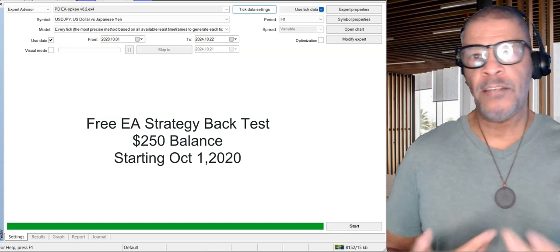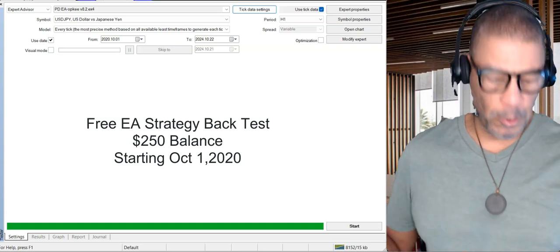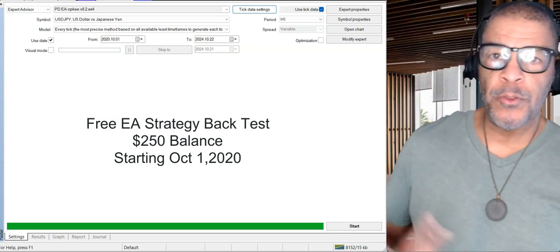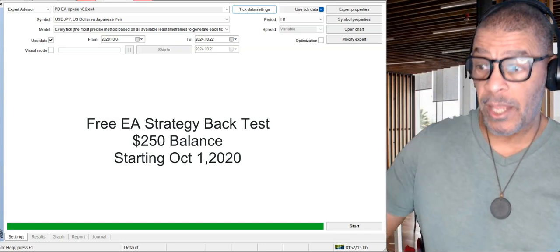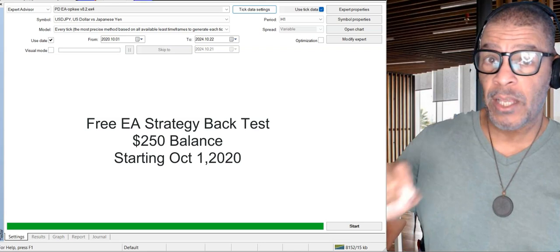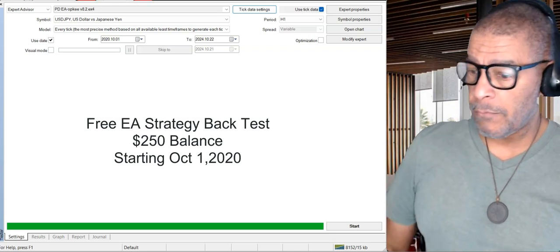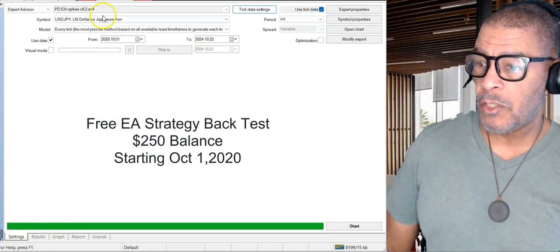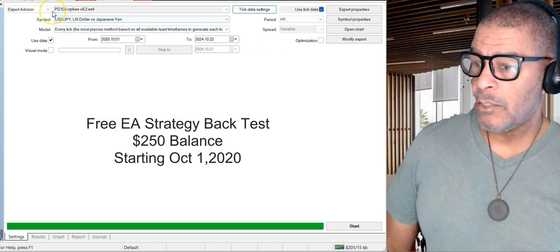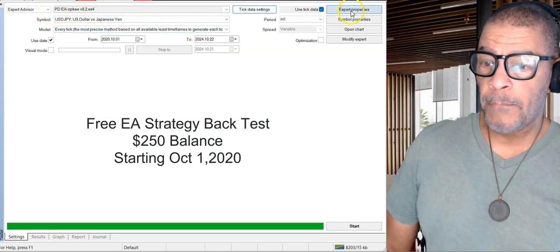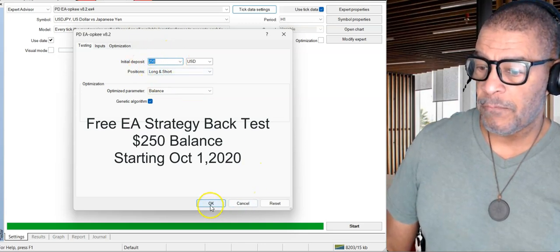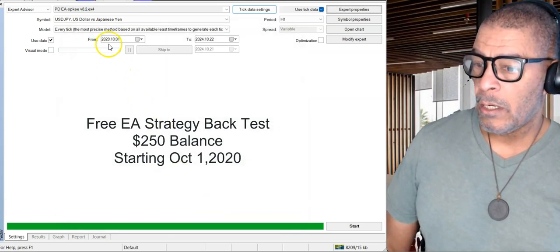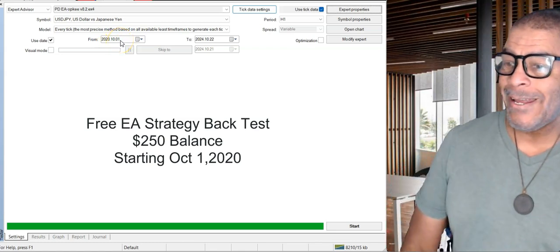Someone had asked me, okay, over a 4-year period, how would this thing perform? So I want you to see it visually, and this is the exact same EA, the exact same robot that you get for absolutely free. So let's take a look at this. Here we go, guys. We have the PDEA. If you look at the properties here, we're going to start it with 250 bucks starting October 1, 2020.